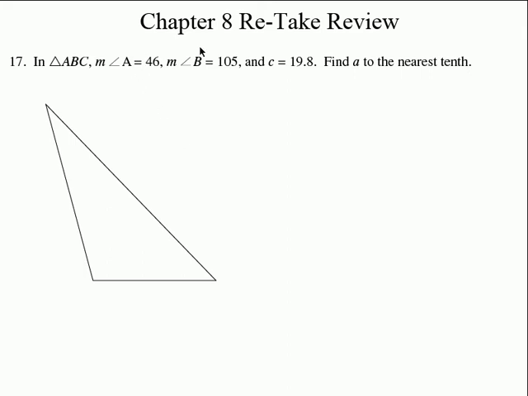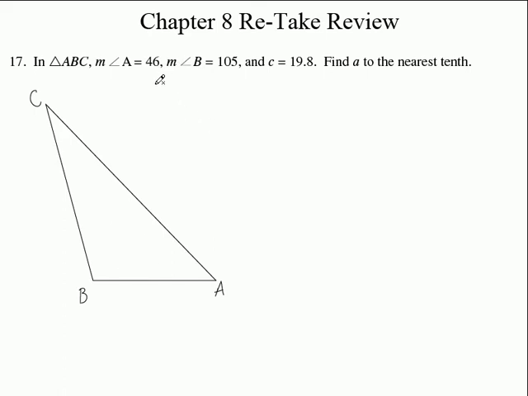Alright, let's finish up Chapter 8, the retake test. So let's take a look at 17. Here's triangle ABC. Well, let's mark it. First of all, I've drawn this kind of to scale. It doesn't have to be exactly to scale, but angle B is 105 degrees, so that's your obtuse angle. So I would definitely call that angle B. Angle A is 46. I made that to try to look like about 46 degrees, so that's angle A. And then the other angle, obviously, would be C.